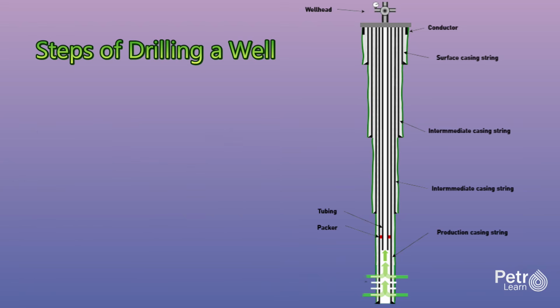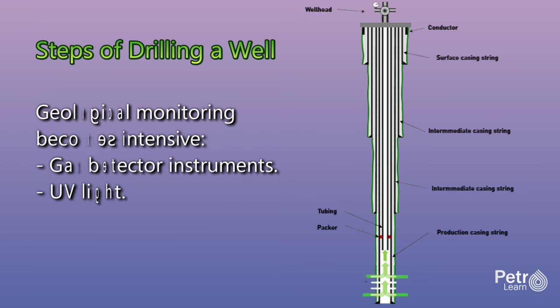As the production section is drilled, geological monitoring becomes intensive. The mud logger examines cuttings continuously and monitors gas detectors. Gas detector instruments continuously sample the mud returning from the well and measure concentrations of methane, ethane, propane, butanes, and pentanes. An increasing gas indicates that the bit is drilling through a formation containing hydrocarbons. The mud may also show fluorescence under UV light if oil is present. These shows are carefully documented because they indicate potential productive zones.